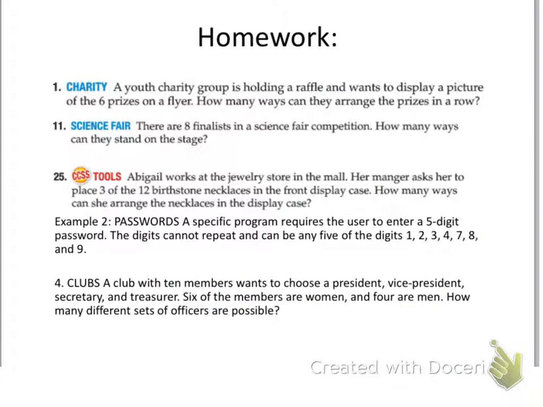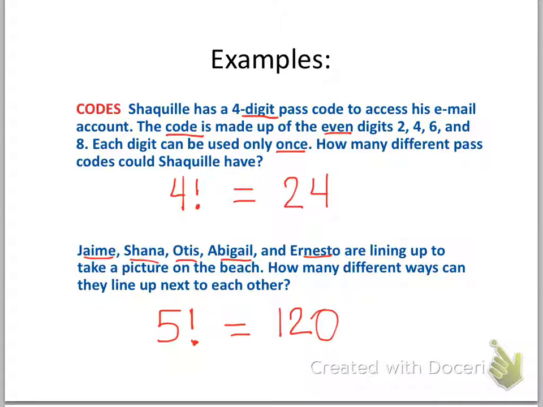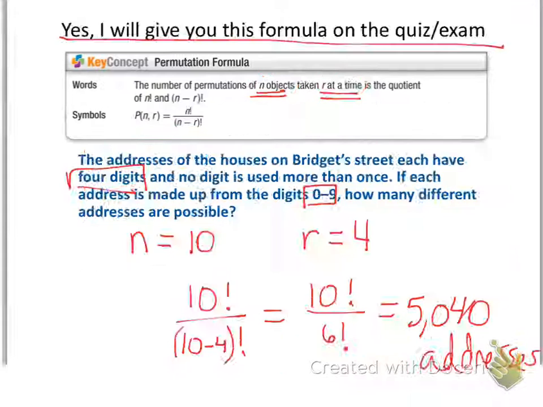Okay, so for homework, I've got 5 problems here. They're numbered very strangely: 1, 11, 25, example 2, and 4. Label them that way. That's how I found the problems. So good luck. Make sure you take a look at the difference between a permutation where you just do the factorial and a permutation where you need to know the number of total objects and the number at a time. See if you can see the difference.